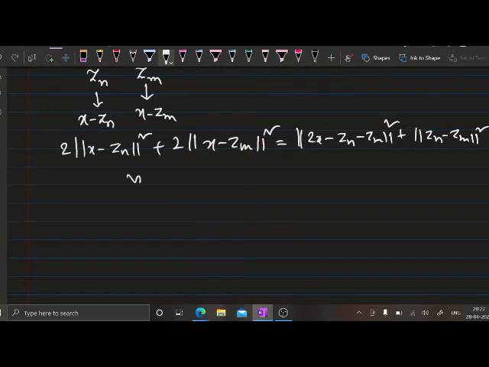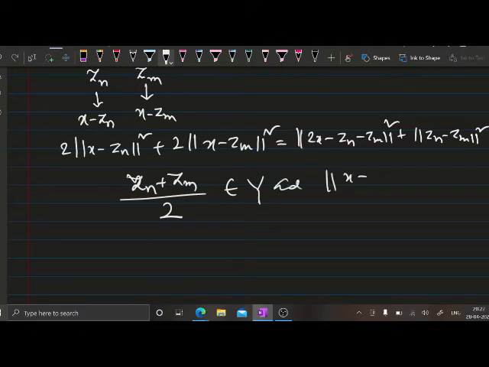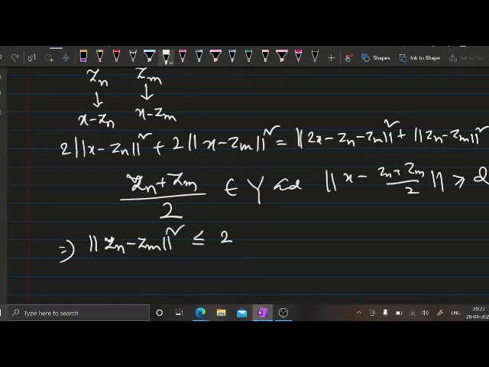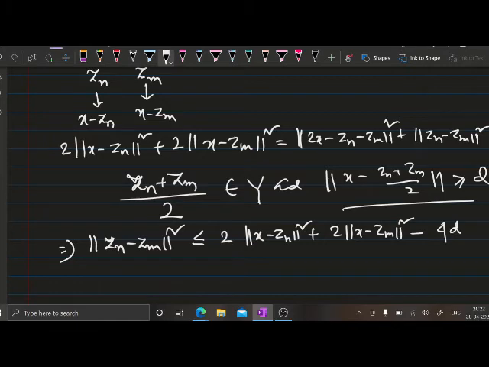So you take the midpoint, so this belongs to Y, and so the norm of x minus (zn plus zm)/2 is greater or equal to d. So therefore from these two, the norm of zn minus zm squared must be less or equal to 2 norm of x minus zn squared plus 2 norm of x minus zm squared minus, now from this you can see that it is 4d squared.